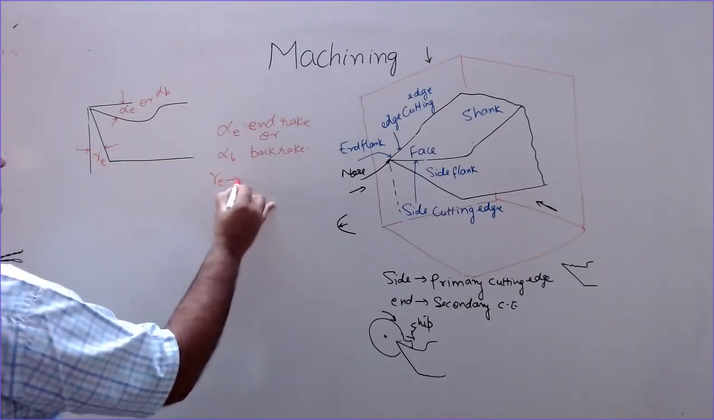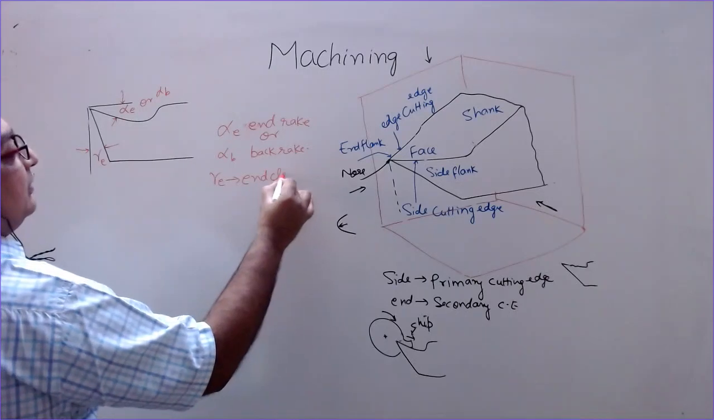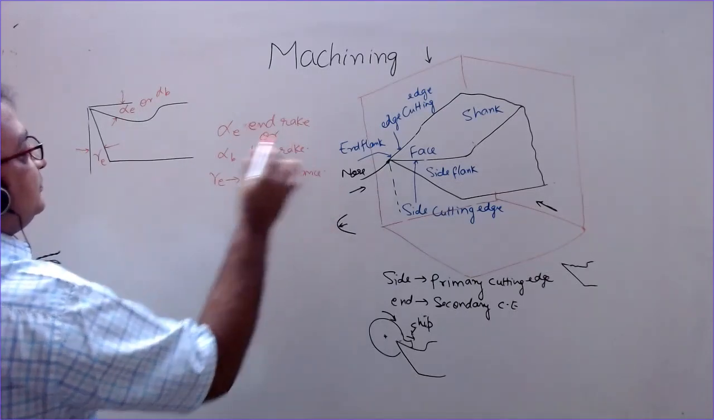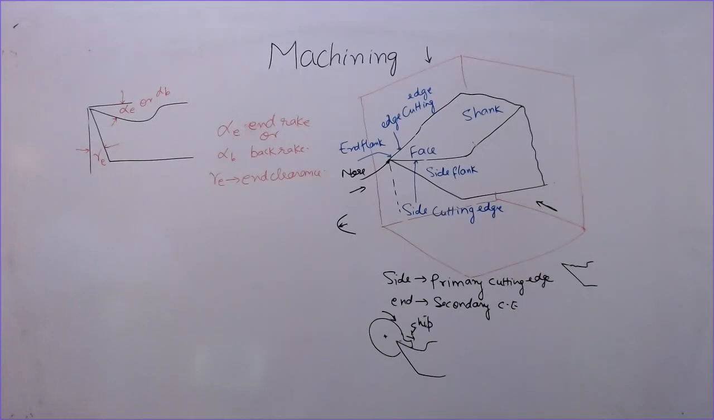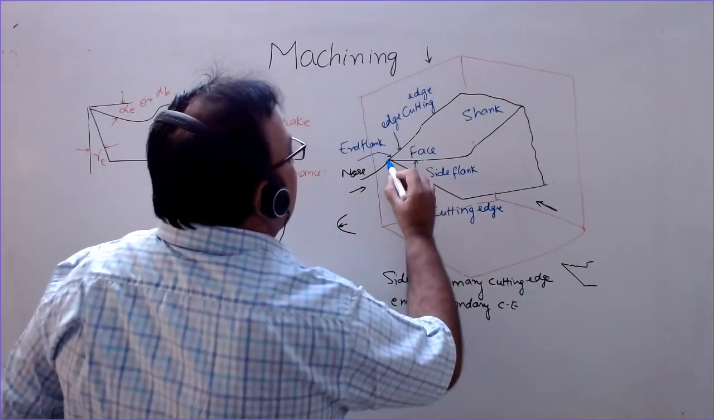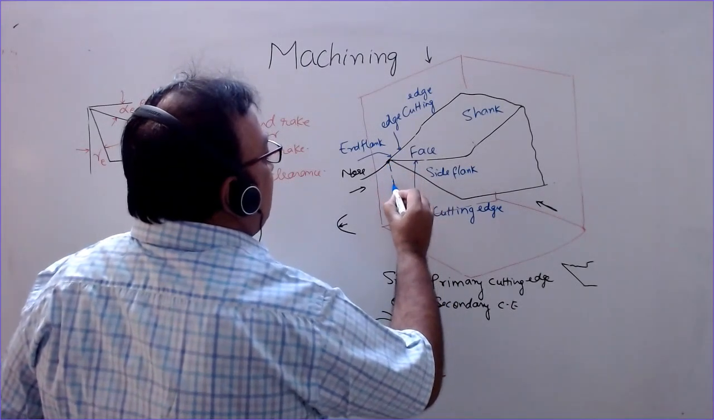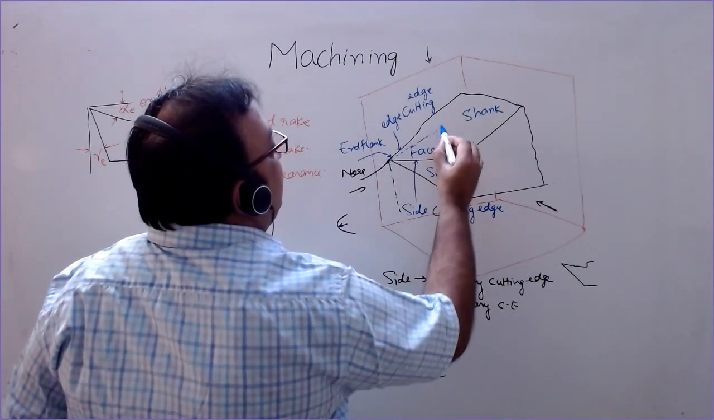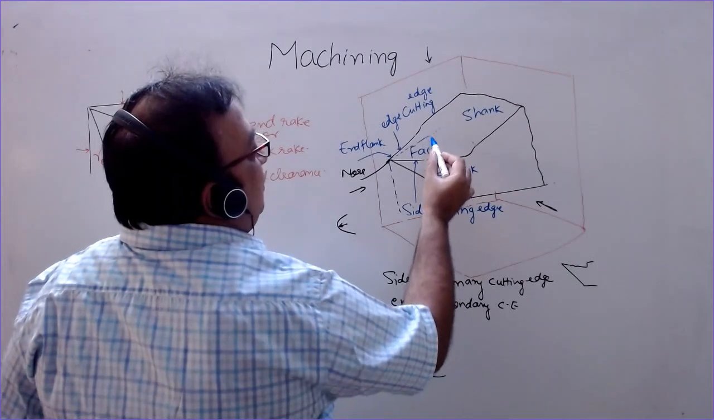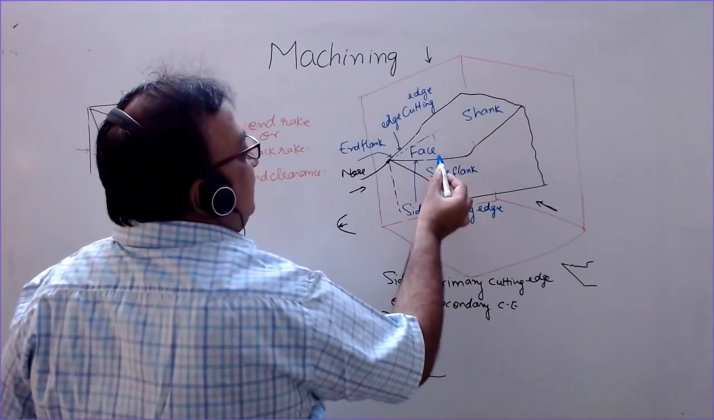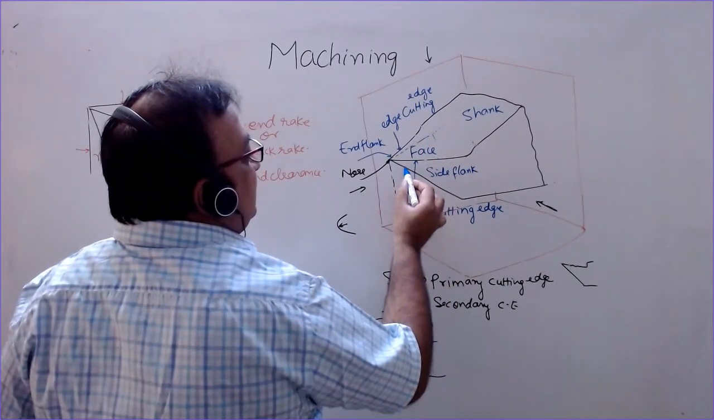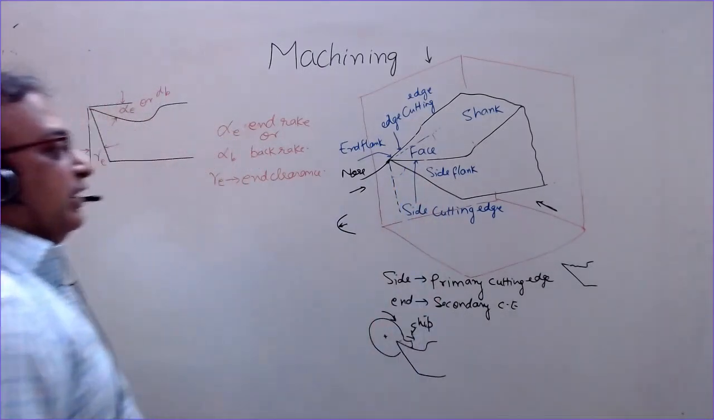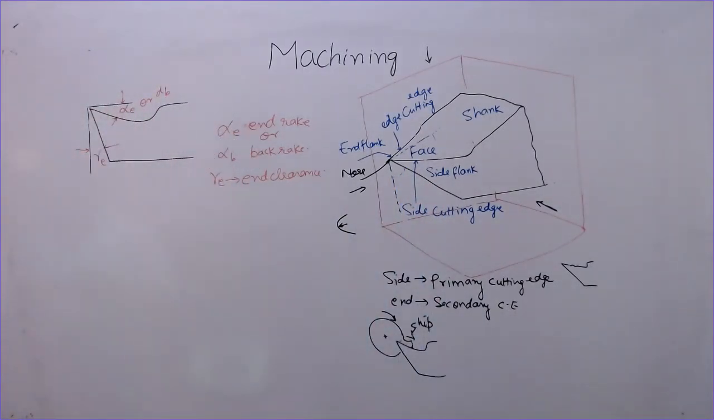So gamma E is the end clearance. This is one view, and I can show this plane here also. This is the vertical line showing the vertical plane, and this is the horizontal line showing the horizontal plane. So this surface is inclined to this in this view, and this edge is inclined to this. This is known as clearance, and that one is the rake angle.